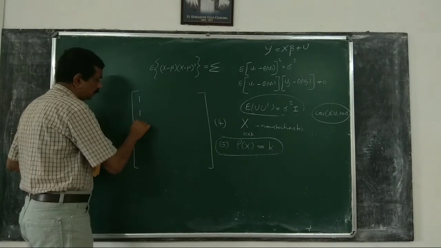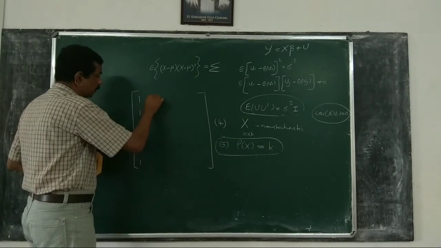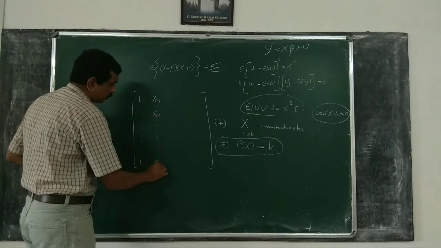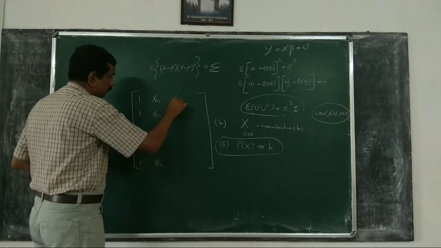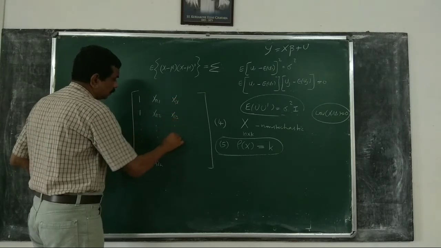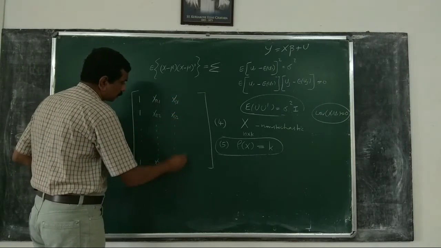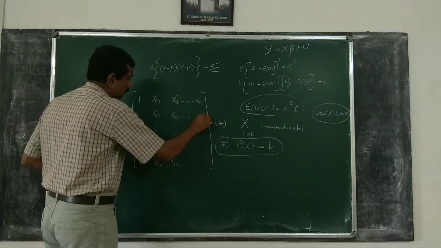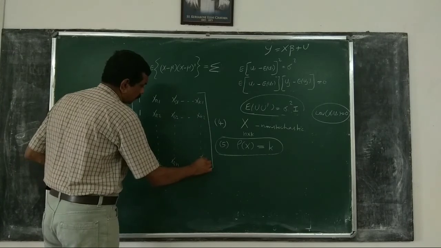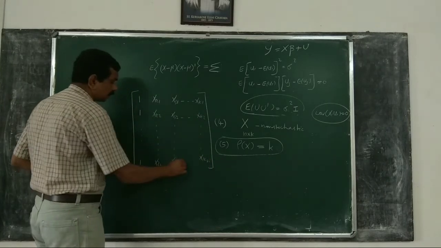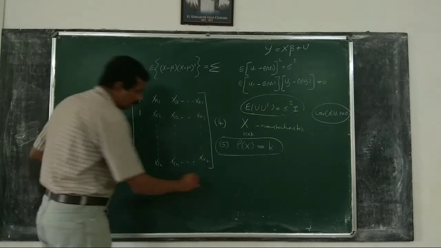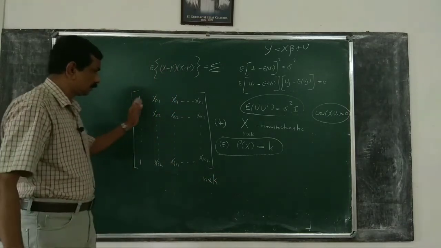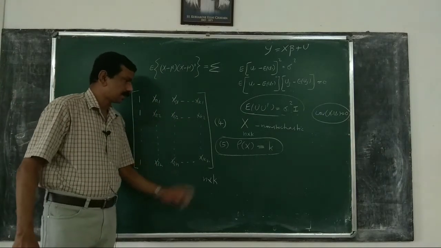A column of units, x21, x22, ..., x2n, x31, x32, etc., x3n. Then xk1, xk2, etc., xkn. This is the X matrix. The order of this matrix is n by k. That is n rows, k columns.